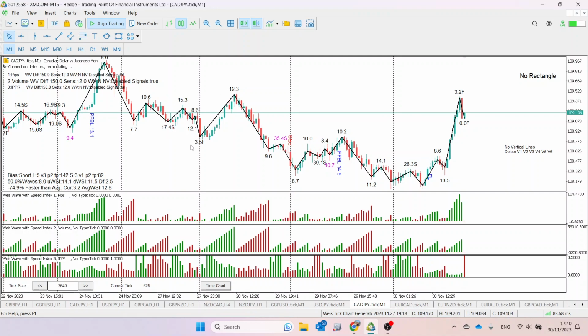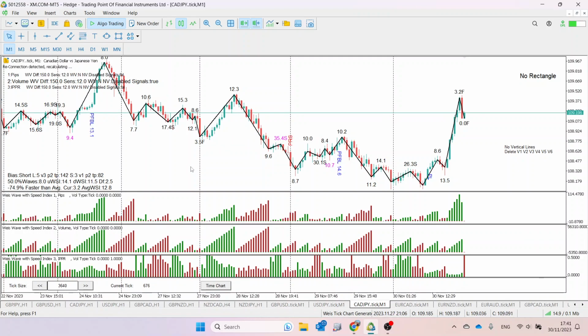First, let me tell you a bit about this chart. This is a tick chart with 3,640 ticks, which is, let's say, an average of 1 hour per bar if we were to convert it to time frame. The advantage of tick charts, I have several videos where I explain it, is basically that each price bar contains the same volume.